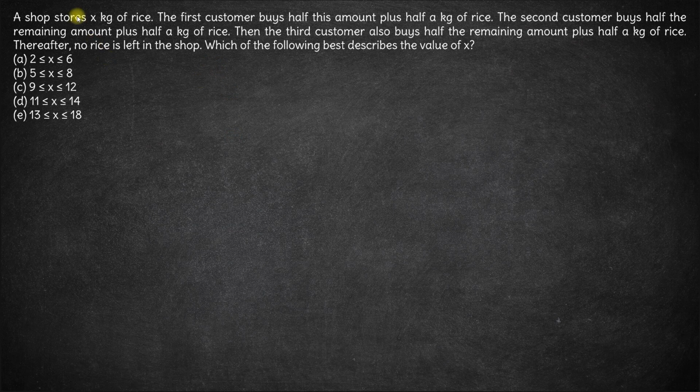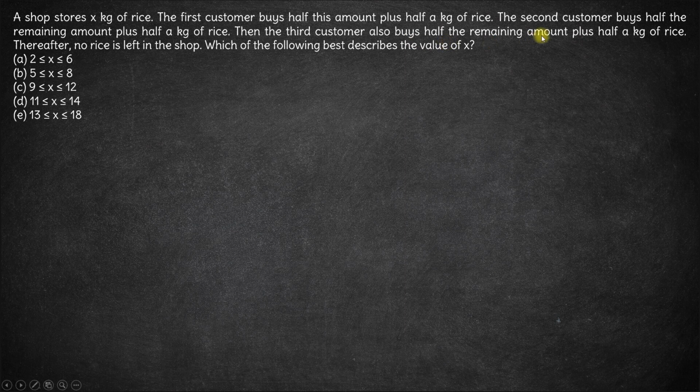Hi, here we have a shop that stores X kgs of rice. The first customer buys half of this amount plus half a kg more of the rice. The second customer buys half the remaining amount plus half a kg more, and the third customer also buys half of the remaining plus half a kg more.